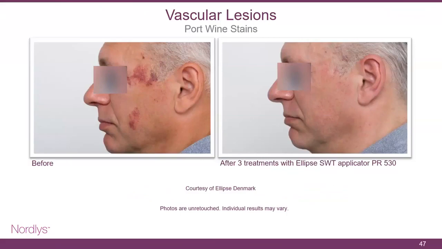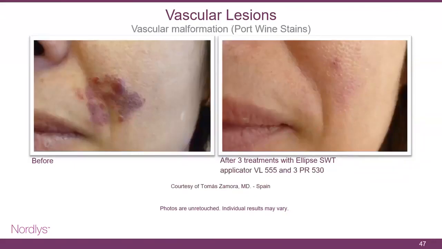Here we have another port wine stain. So this is after 3 treatments. Again, using the 530, because these vessels are quite superficial. You will find in a lot of cases, port wine stains are actually quite deep in the tissue, and then you need to look at using potentially a combination of both the 555 and the 530, which you can see in this instance here.